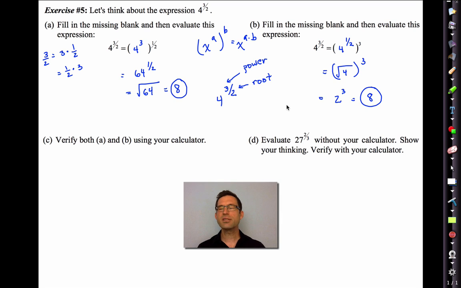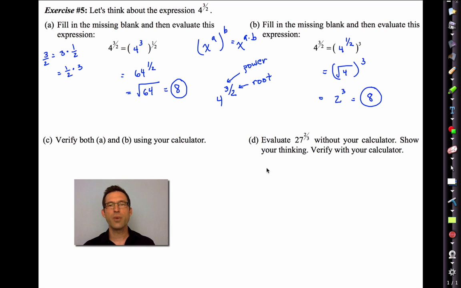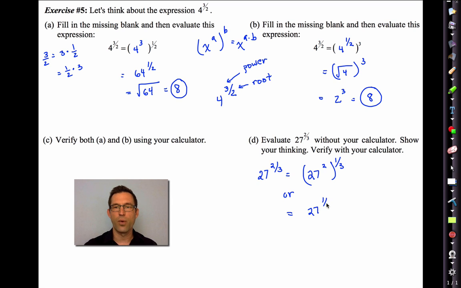All right, let me explain why I said this could be a little bit challenging. You see, when you're doing 27 to the 2/3, you have to decide: are you going to do the power first, or are you going to do the root first? Are you going to look at it as 27 squared to the 1/3, or are you going to look at it as 27 to the 1/3 squared?